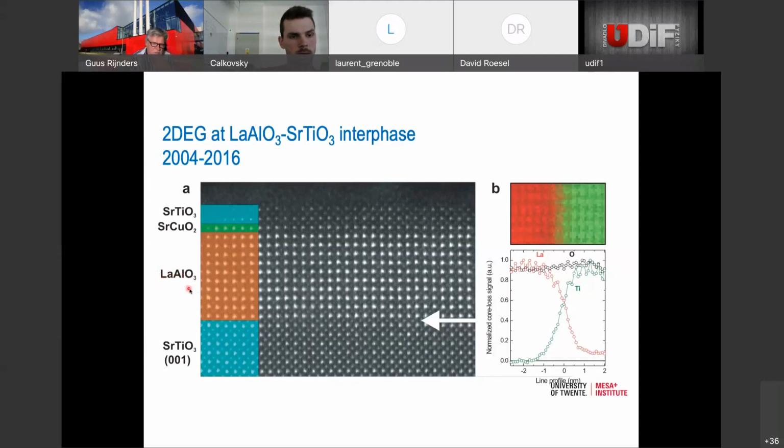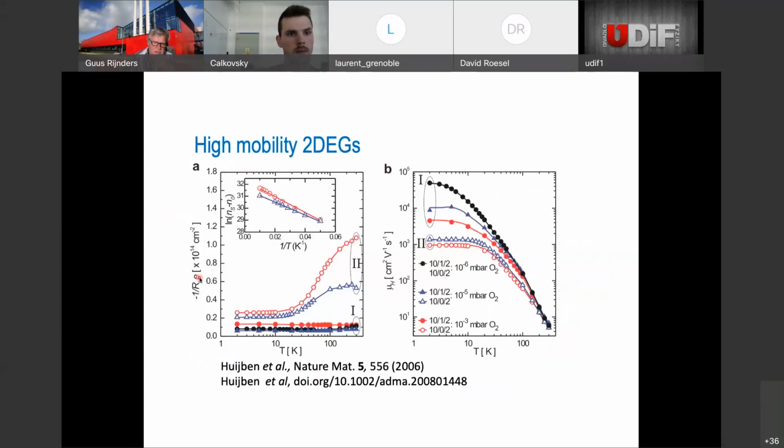But what is very important is that oxygen is a very volatile species, and you cannot just take a target material with this kind of composition and transfer it. You lose most of the oxygen from this target. So you need to add oxygen during the growth, and we do that with an oxygen pressure inside the PLD chamber.